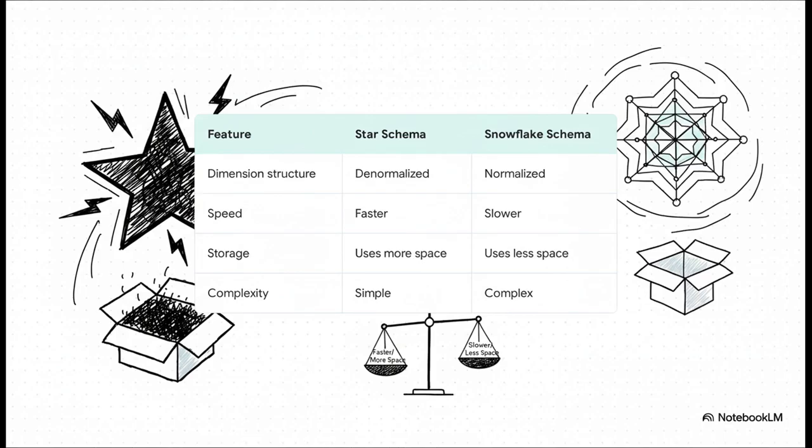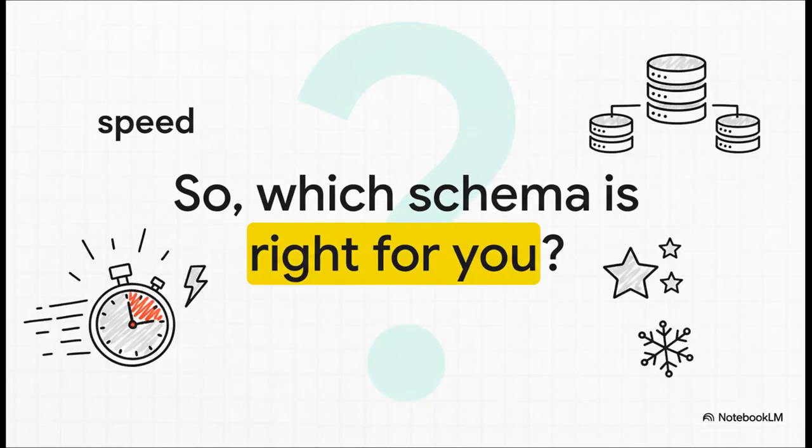The Snowflake schema does the exact opposite. It normalizes the data to save storage space, but the price you pay is slower, more complex queries. It really boils down to a classic trade-off. What do you care about more, speed or storage? So the big question becomes, what is your priority? Are you building a race car or a freight train? Let's break down how you make that call.